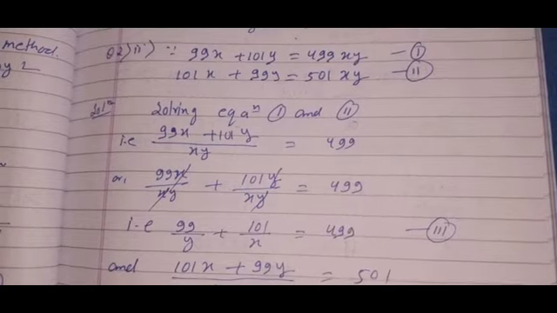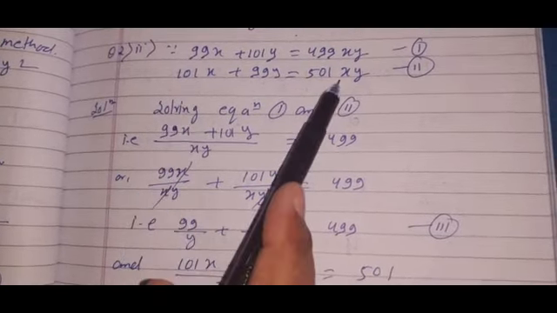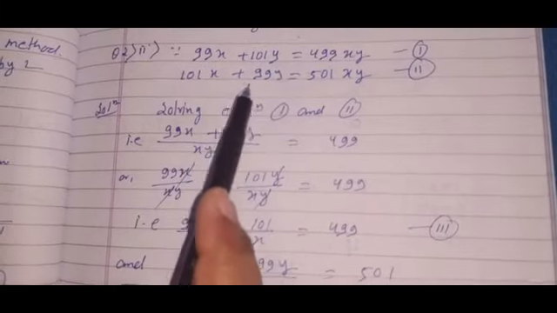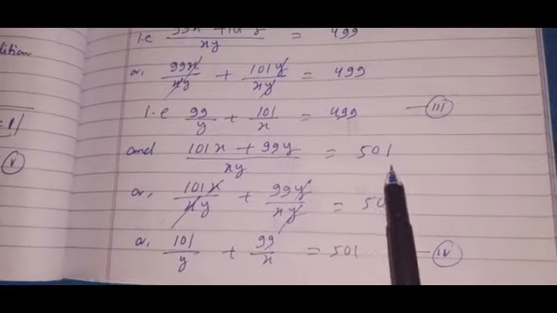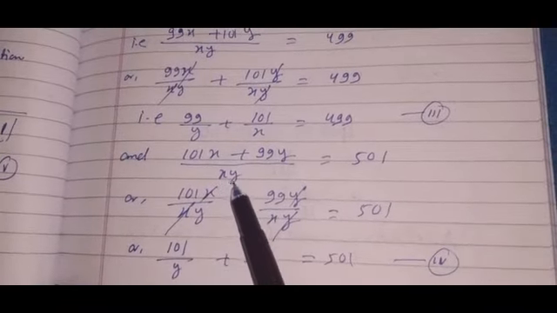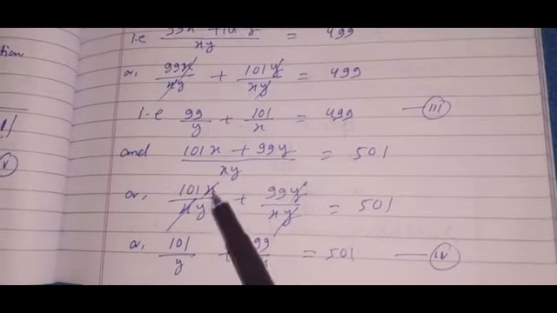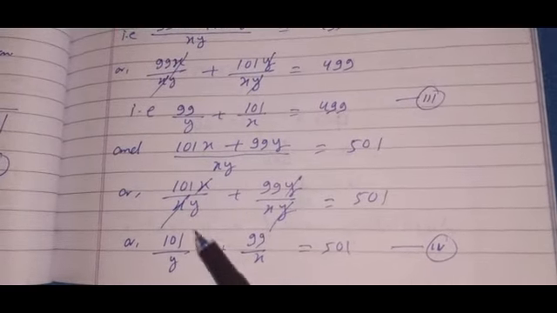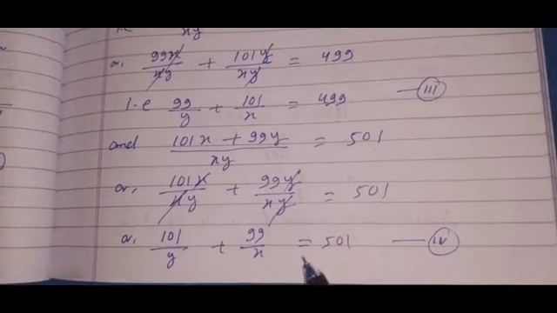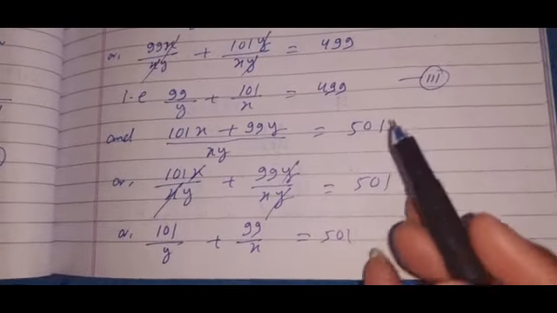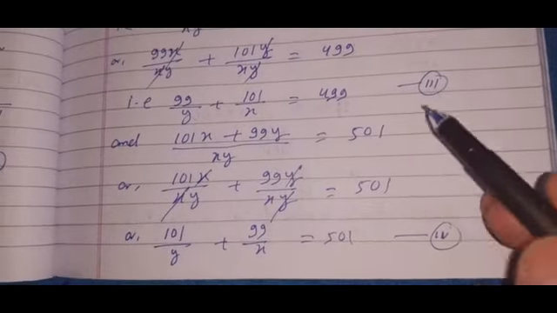Now we will start equation 2. I haven't copied the equation, just started the next part. So 101x plus 99y divided by xy is equals to 501. Then this xy separately I have written with 101x and then plus 99y upon xy. So x cancelled, here y cancelled, so here it is 101 upon y plus 99 upon x is equals to 501. Now as we can see that there is no xy term, so we can start the sum.